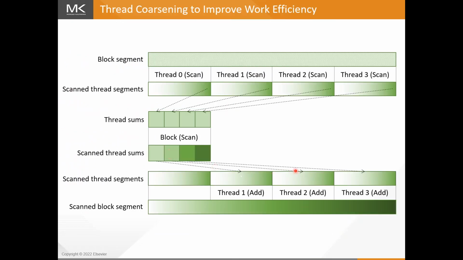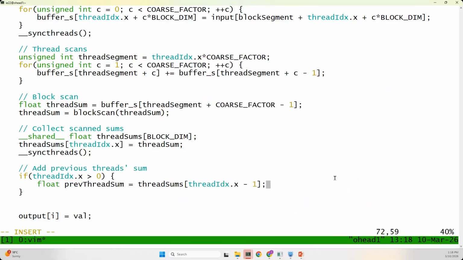What does it do now? It's going to iterate through its segment and add the sum to all of its elements. How many iterations do we have to iterate over the segment? Coarse factor iterations, right?